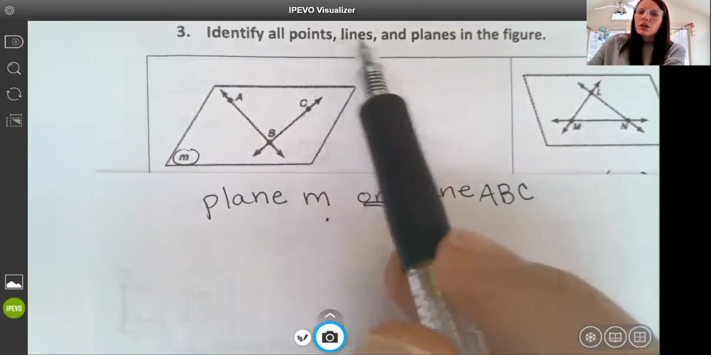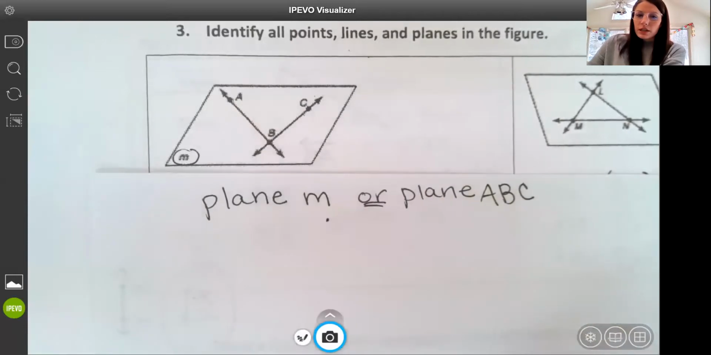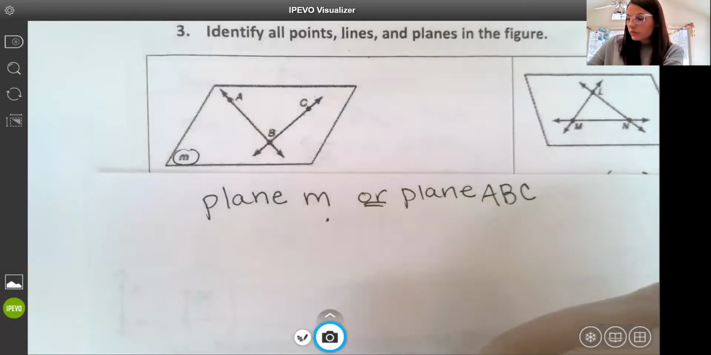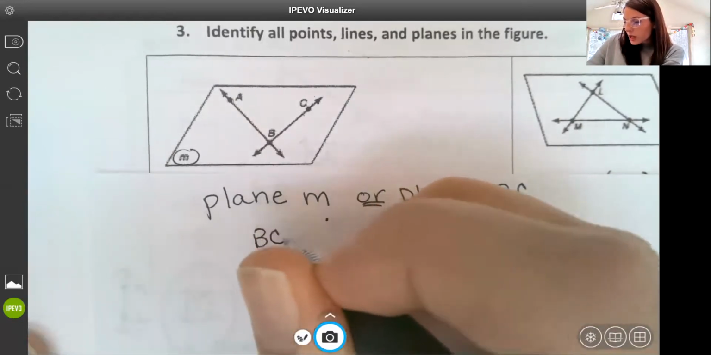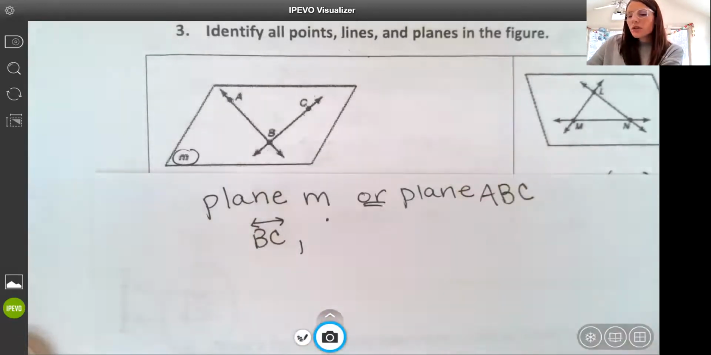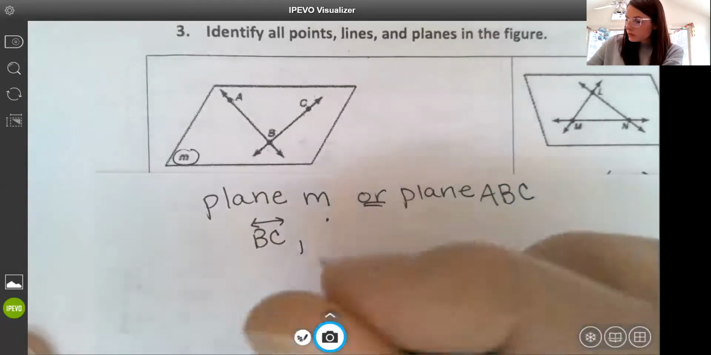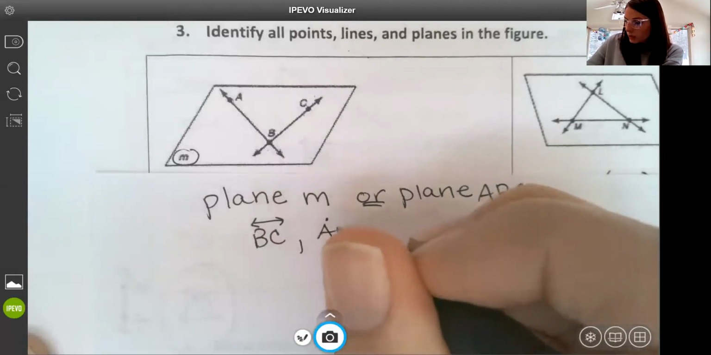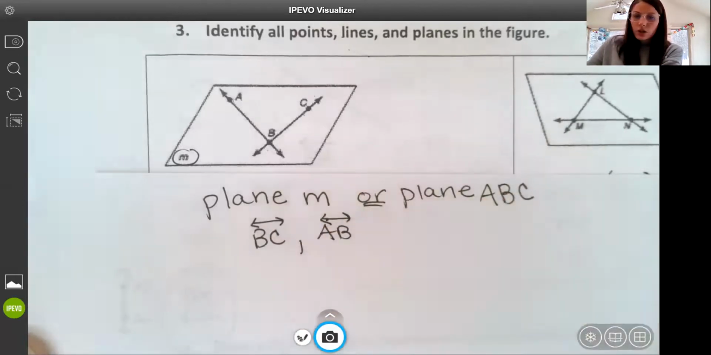Now, what about lines? What's one line that's in this diagram? B to C. So I label that with a little line on top. And what's the other line in this diagram? A and B. Order doesn't matter there. You could have written it the other way around, still the lines.